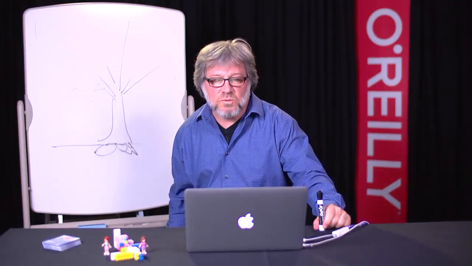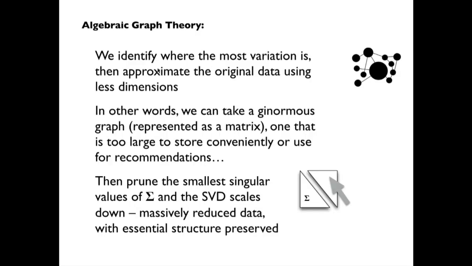And so what we can do then is apply SVD, essentially using eigenvalues and eigenvectors. We can find out where most of the variation is. We did this before with principal components. And then we can approximate the original data in fewer dimensions. Again, that's very, very important when you're working with a lot of data, when you're working with a very large graph.